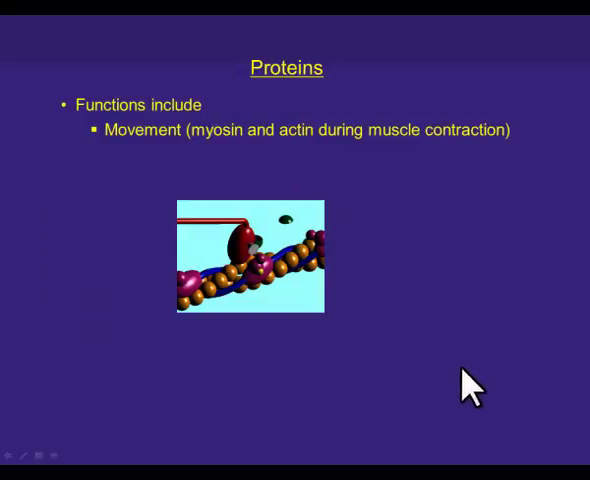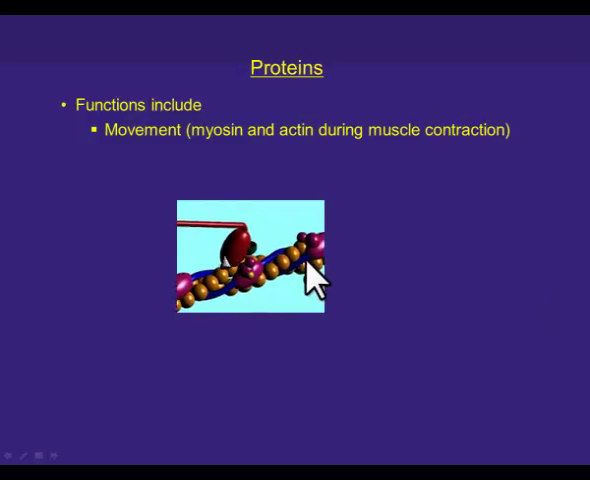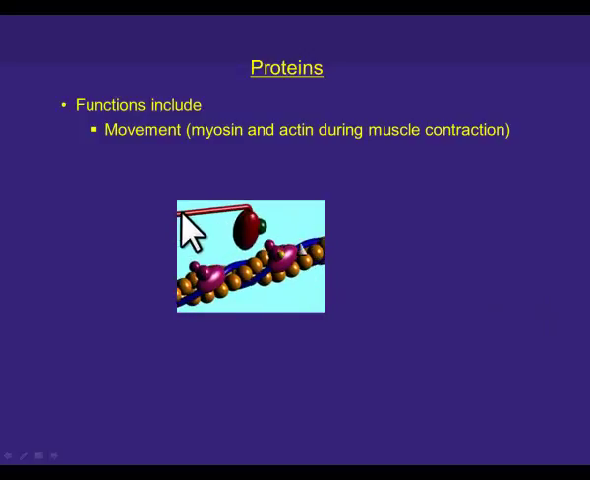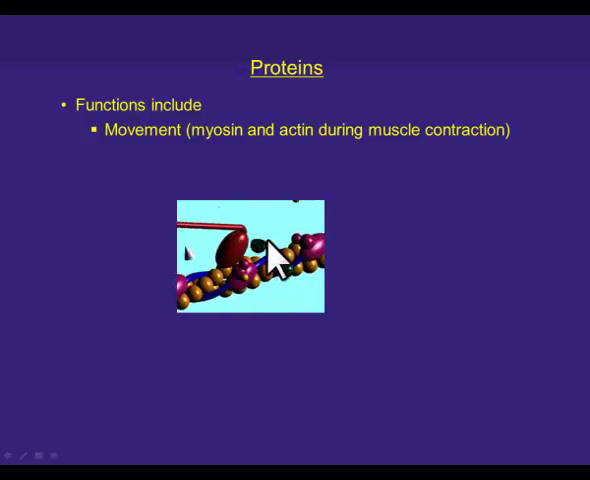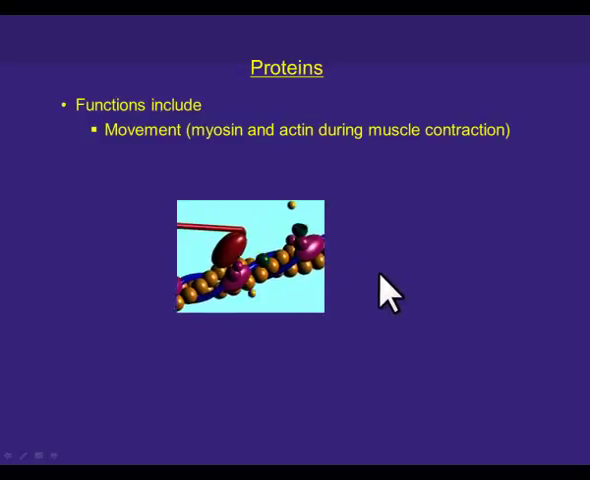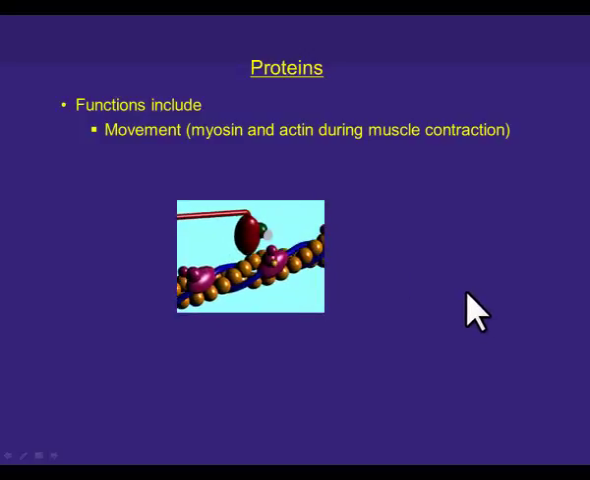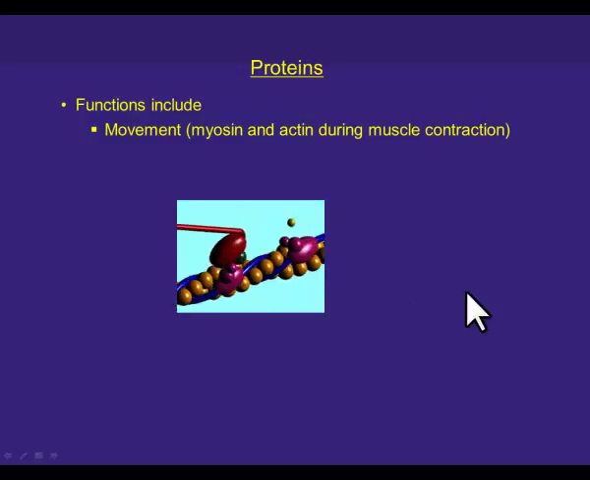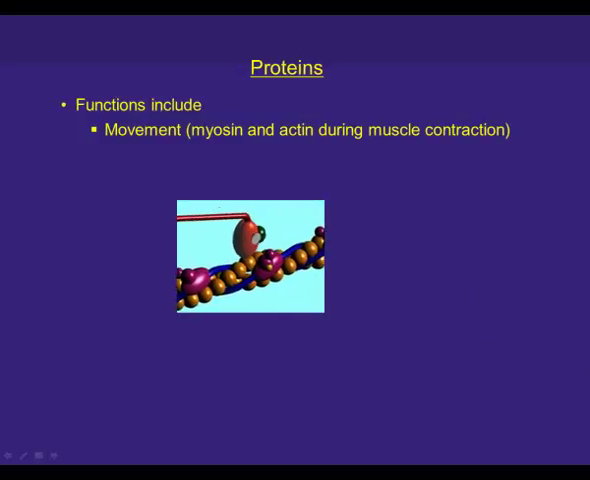The proteins myosin and actin are involved in movement, for example, as in muscle contractions. Here you can see the protein myosin attaching at different locations along the protein actin. Together these act to bring the actin closer to the sarcomere and actually cause a muscle contraction.